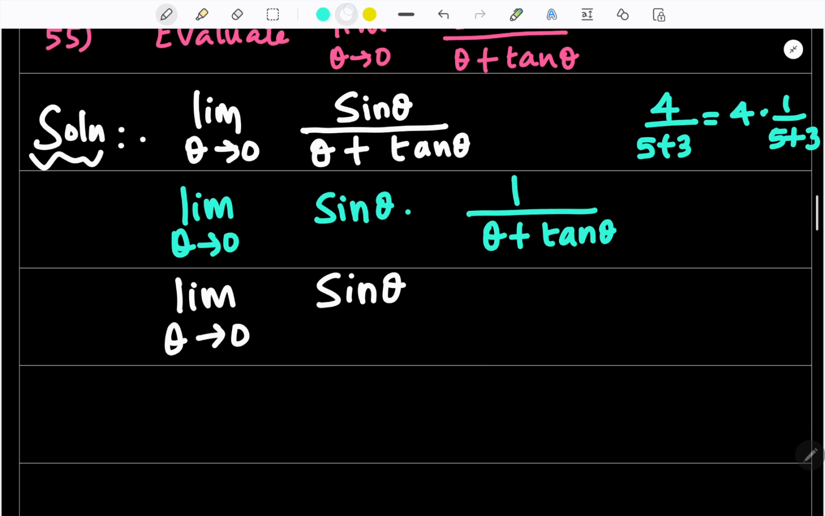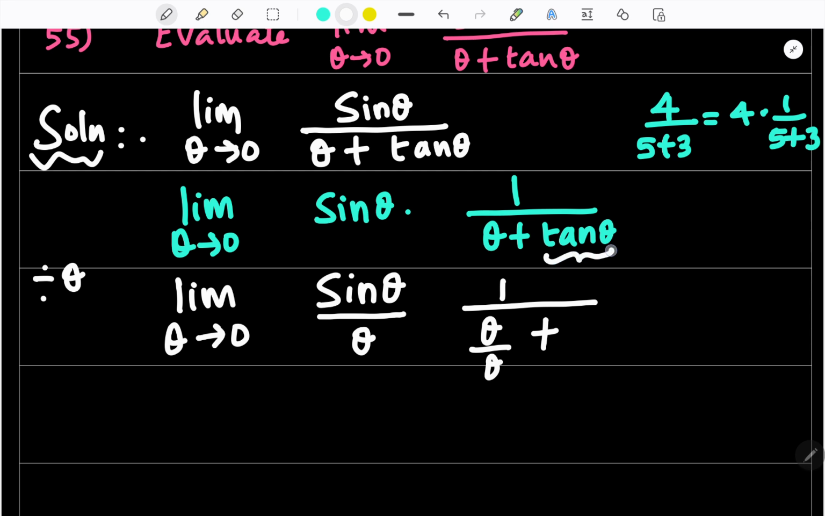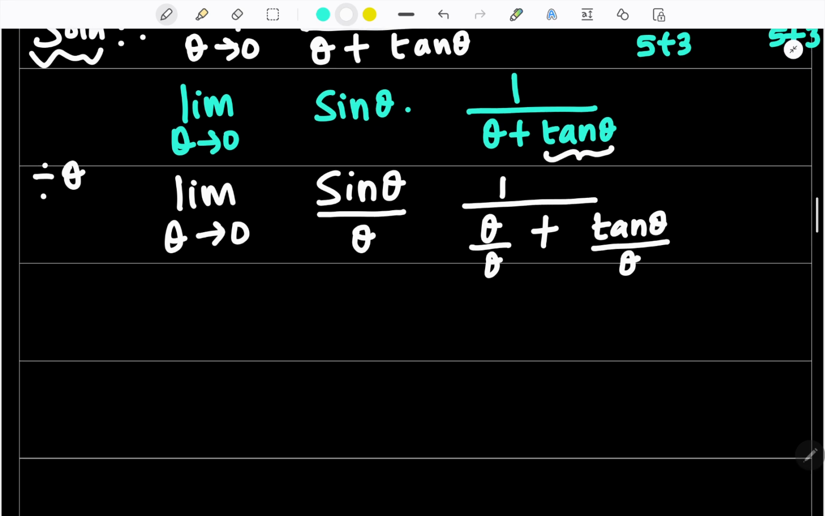Okay, right. So what happens now? Now I am going to divide by theta. For each and every term I am dividing by theta. So this also I divide by theta. First of all, I'll write theta, then tan theta divided by theta. First I divide by theta. So what happens now? Limit sine theta divided by theta. When limit theta tends to 0, this is equal to 1. So this is gone.